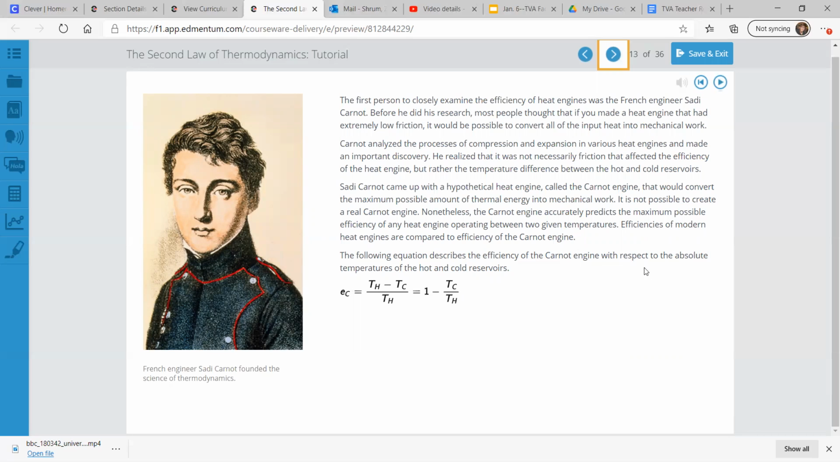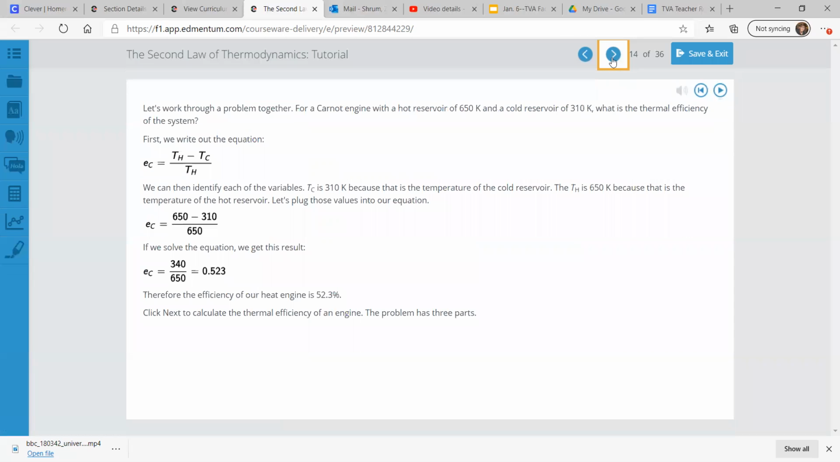And here we get the Carnot equation. So here we get a problem that we can work through together for a Carnot engine. And then after this, I think I will stop recording for today. For a Carnot engine with a hot reservoir of 650 Kelvin and a cold reservoir of 310 Kelvin, what's the thermal efficiency? Well, we have the equation, the efficiency of a Carnot engine.